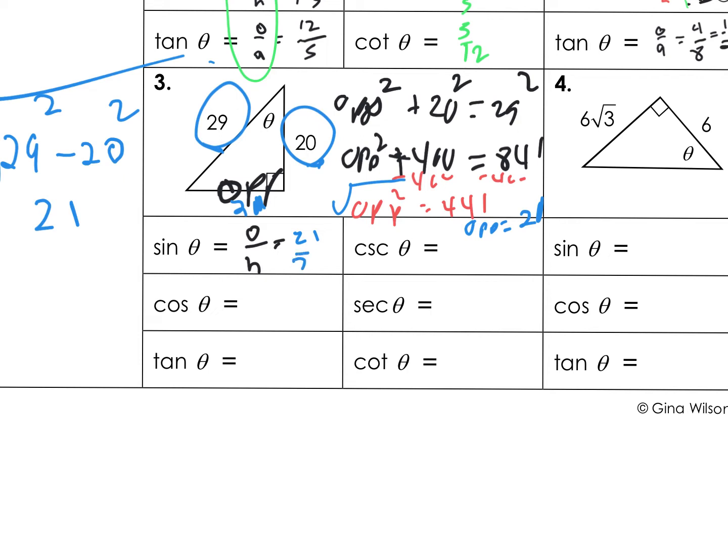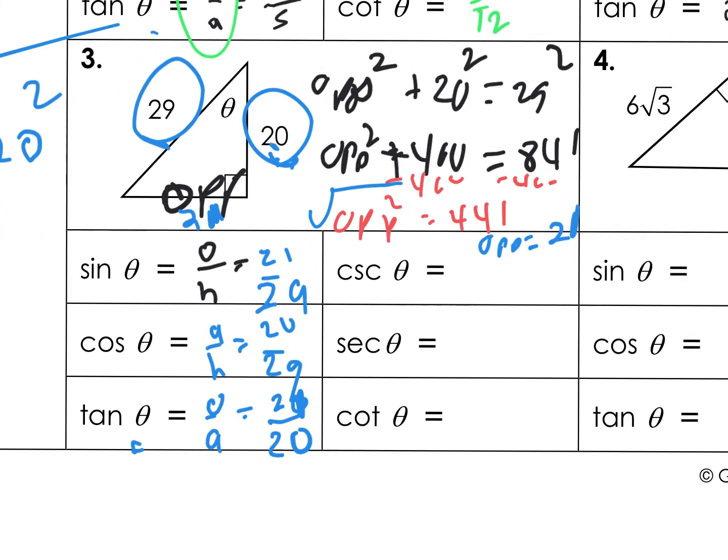Over 29. Cosine is a piece of cake. Cosine already had the adjacent was 20. So adjacent over hypotenuse is 20 over 29. And tangent must be my opposite over adjacent, which is 21 over 20. Yes. Nice job, Steph. I really enjoy you in my class, Steph.